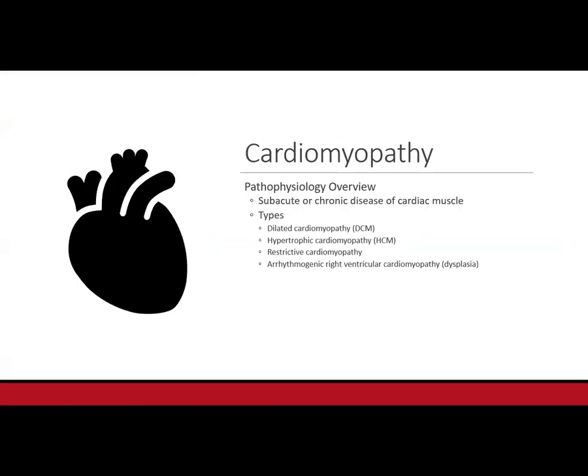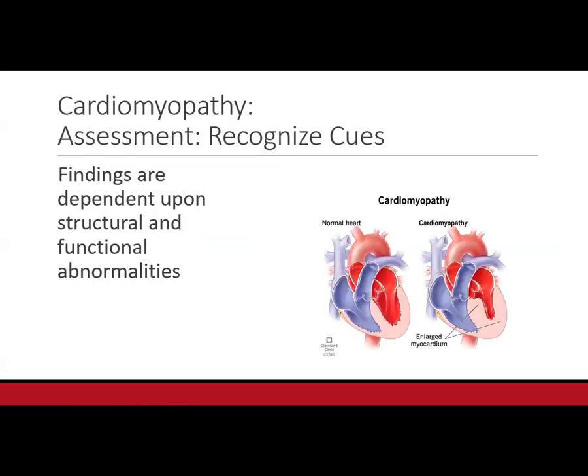All right, so the next one we're talking about is your cardiomyopathy. So it can be a subacute or chronic disease of the cardiac muscles. We've got different types: dilated cardiomyopathy, hypertrophic cardiomyopathy, restrictive cardiomyopathy, arrhythmogenic right ventricular cardiomyopathy. So findings are really dependent on the structural and functional abnormalities. So like on here, this is our hypertrophic. So you're going to see that enlarged myocardium here.